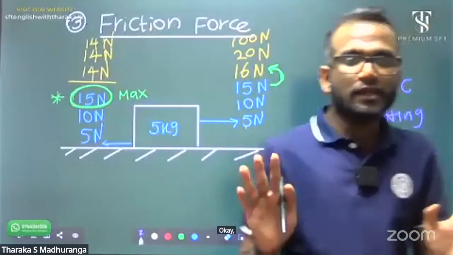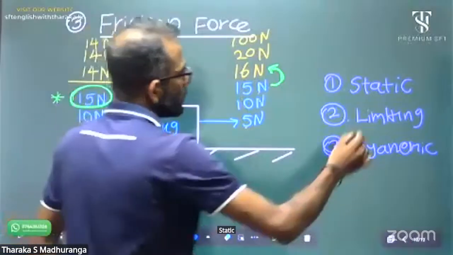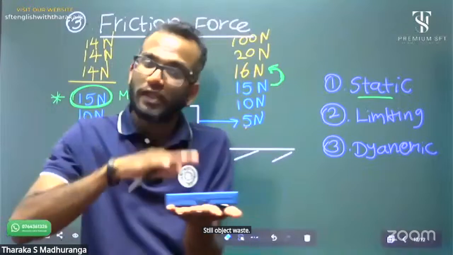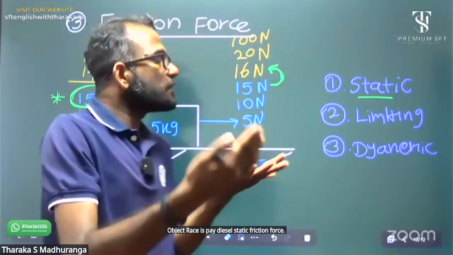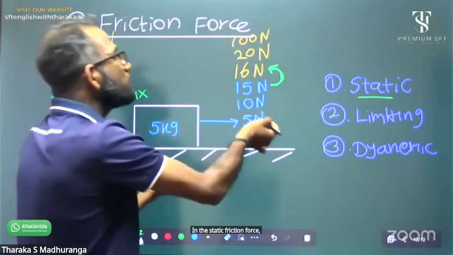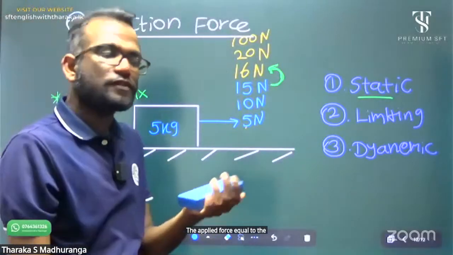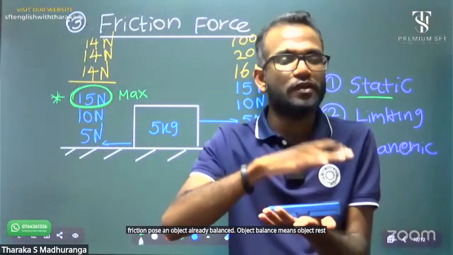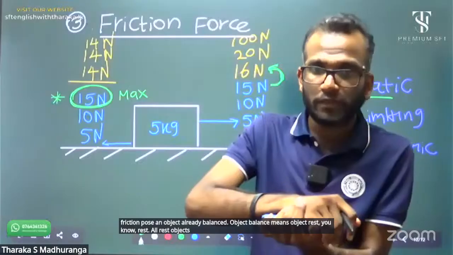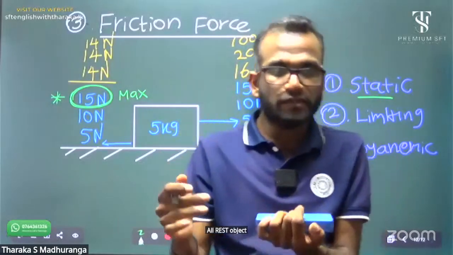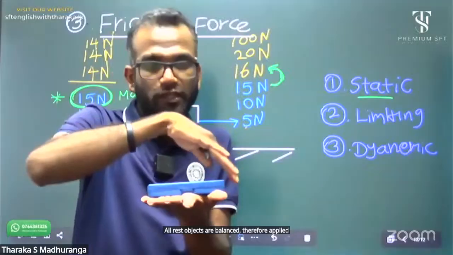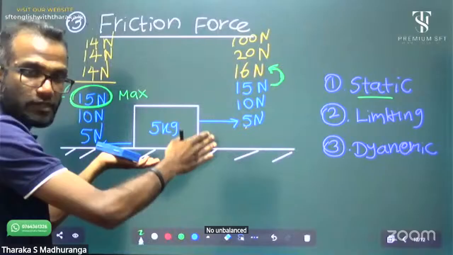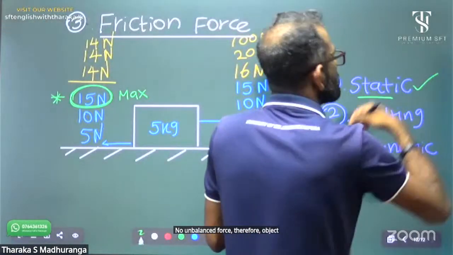Static friction force means the object is still, in a rest state. In the static friction force, the applied force is equal to the friction force and the object is already balanced. Balanced means the object is at rest. All rest objects are balanced. Therefore, the applied force is equal to the friction force, there is no unbalanced force, and therefore the object rests. That's why we call it the static friction force.